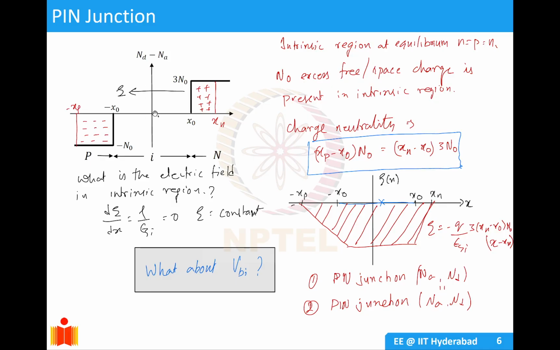Now, a PIN junction: you insert an intrinsic region in the center. So you have a P region with a negative depletion region and an N region with a positive depletion region. And in the middle there's an intrinsic region without any doping. There are no dopants in this region.